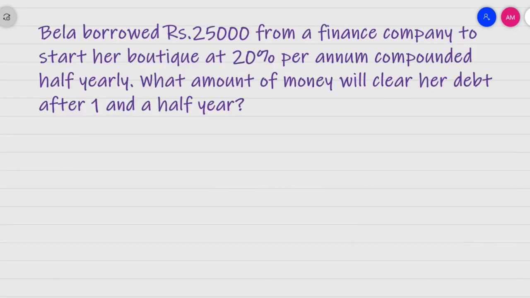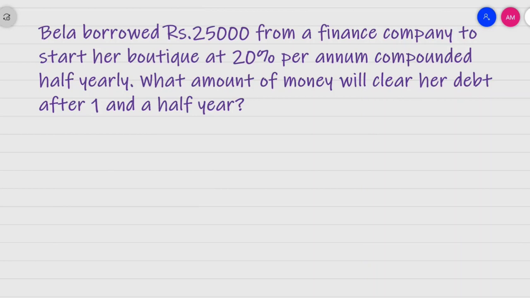Yes, come on dear children. Let us see what is given in question number 5. Chapter 6, worksheet 2, compound interest. Bela borrowed rupees 25,000 from a finance company to start her boutique at 20% per annum, compounded half yearly. What amount of money will clear her debt after 1.5 years?